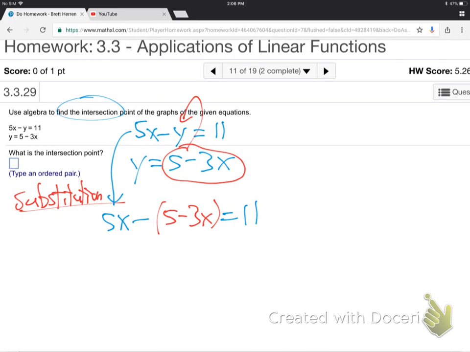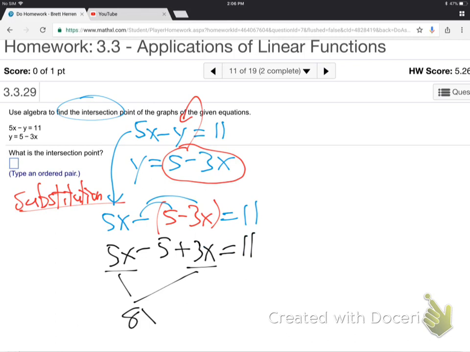Does that make sense? When I plug the 5 minus 3x in here, I have to subtract the whole 5 minus 3x. So that's why the parentheses indicate that. Right? This minus will distribute to both of them. So you'll end up subtracting them both. It'll actually change the back one to plus, won't it? 5x minus 5 plus 3x. 5x and 3x, yeah, these guys will make 8x. Minus 5 is 11.